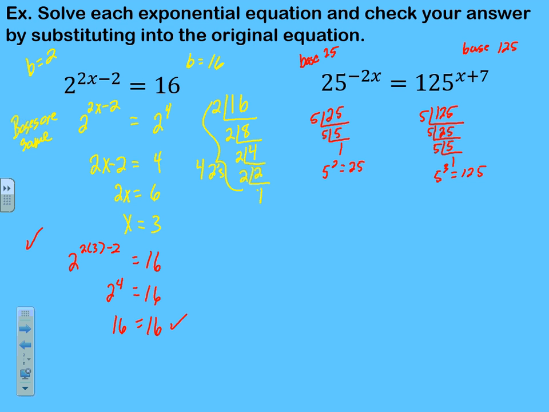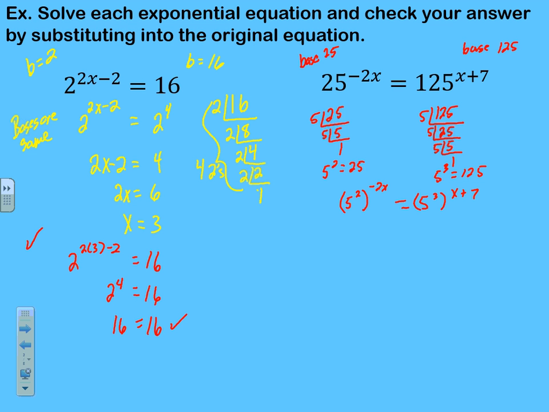So now that we've identified that 5 is a common base between both the left side of the equal sign and the right side of the equal sign, and what value we would have to raise 5 to in order to equal the 25 or the 125, we can rewrite the equation as 5 squared to the negative 2x power being equal to 5 cubed to the x plus 7 power. Now this is where we need to look back to our rules of exponents.